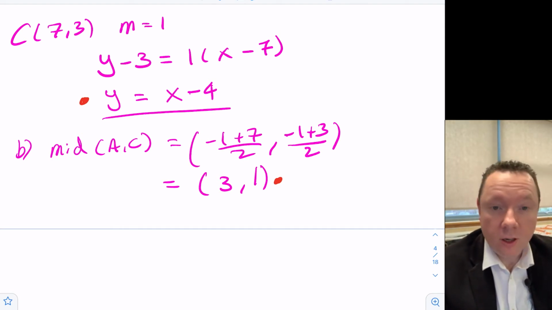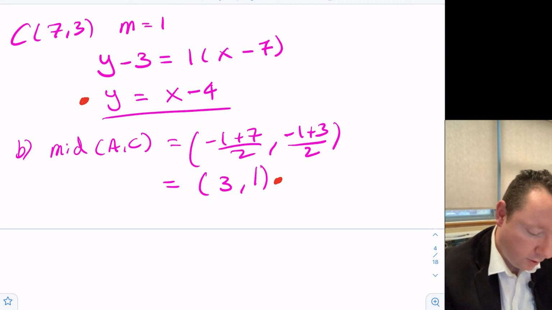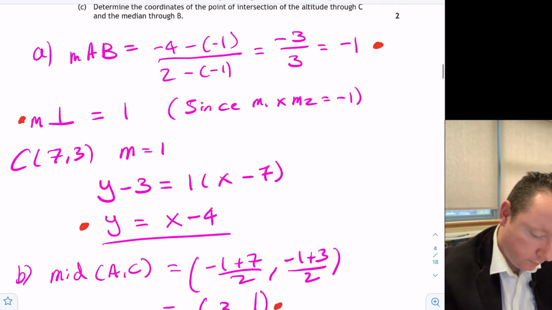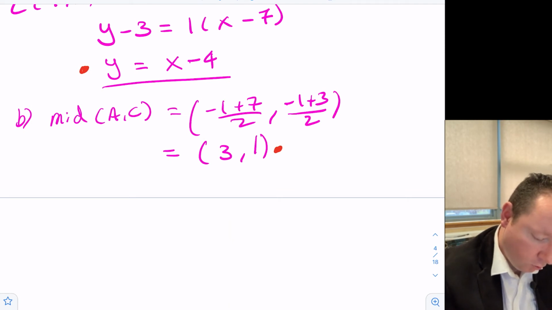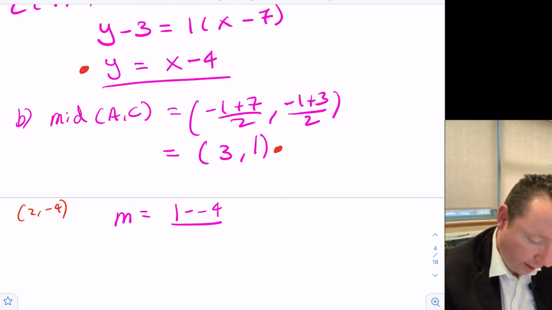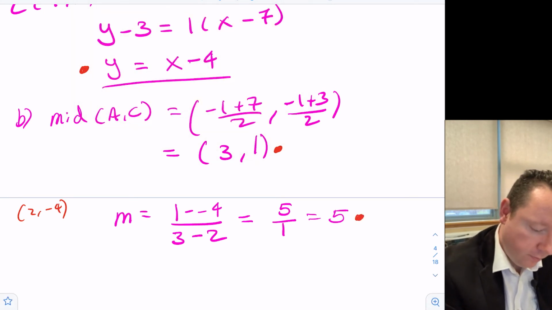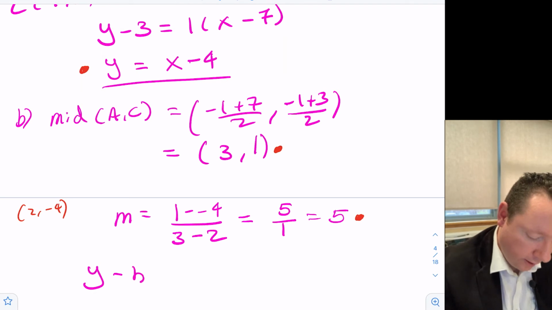And to get your second mark, we're going to have to find the gradient of the median. So using the gradient formula, we have got the midpoint, and we've got point B, which is 2, -4. So our gradient is going to be equal to y2 minus y1, so 1 minus -4 over x2, which is 3 minus 2. That's 5 over 1, which is just 5. So we get a point for working out our gradient of 5, and then final mark, y minus b equals m x minus a.